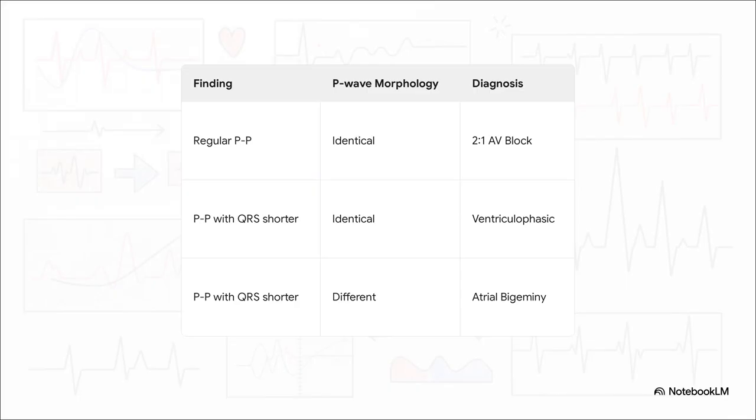This diagnostic table provides us with a really crucial framework for telling these tricky rhythms apart. So if you see 2 P waves for every QRS, look very closely at the timing. If that P to P interval is perfectly regular, you're looking at a 2-to-1 AV block. If the P to P interval that contains the QRS is shorter and the P waves look identical, that's ventriculophasic sinus arrhythmia. But, and this is key, if that P to P interval is shorter and the P waves have different shapes, your diagnosis is actually non-conducted atrial bigeminy.